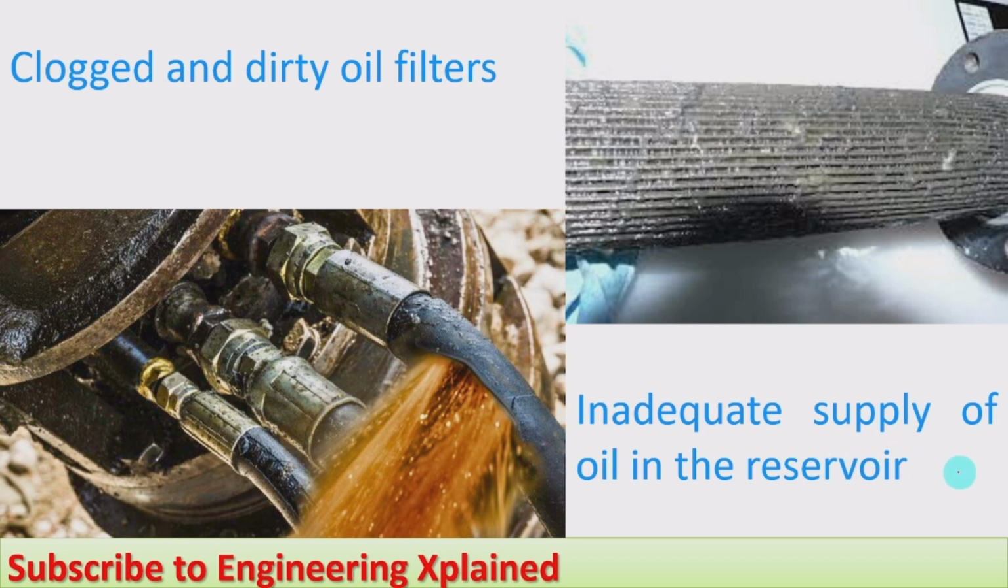The second one is inadequate supply of oil in the reservoir. In the reservoir, the oil whatever is there is not sufficient, the reservoir is not completely filled with oil, due to some reasons. Some leakage may be there, or some oil may come out due to the breakage of the lines. And during that time, the oil will not be available in the reservoir, and the oil whatever we are going to supply to the system will be reduced. That is inadequate supply of the oil in the reservoir, meaning the sufficient quantity should be maintained.